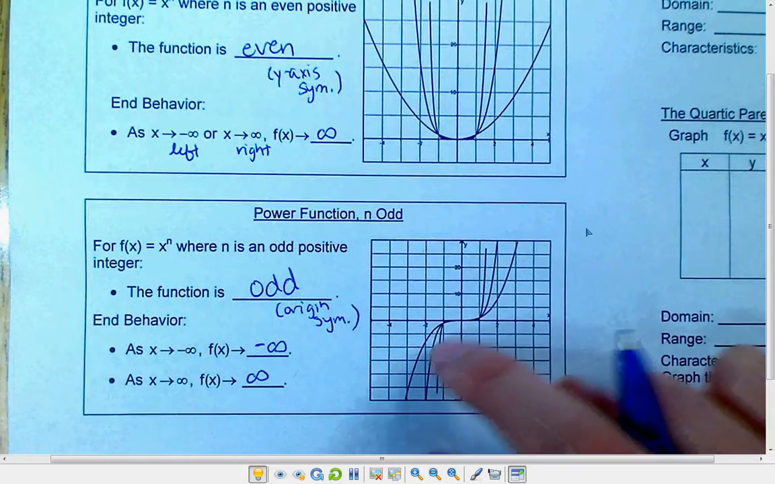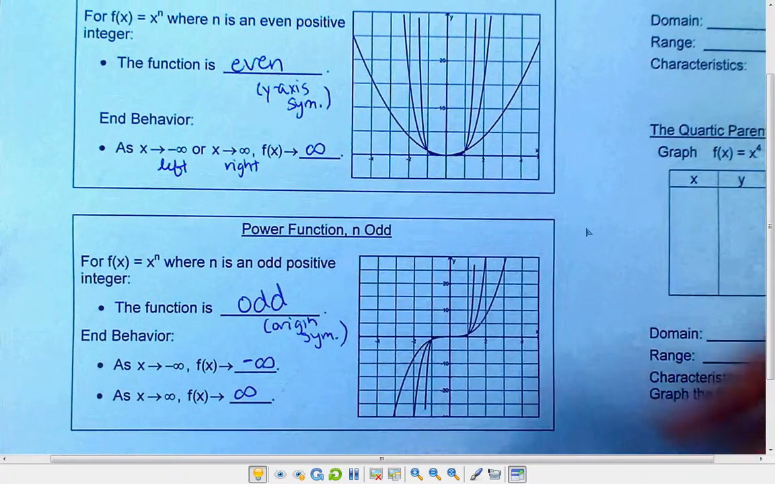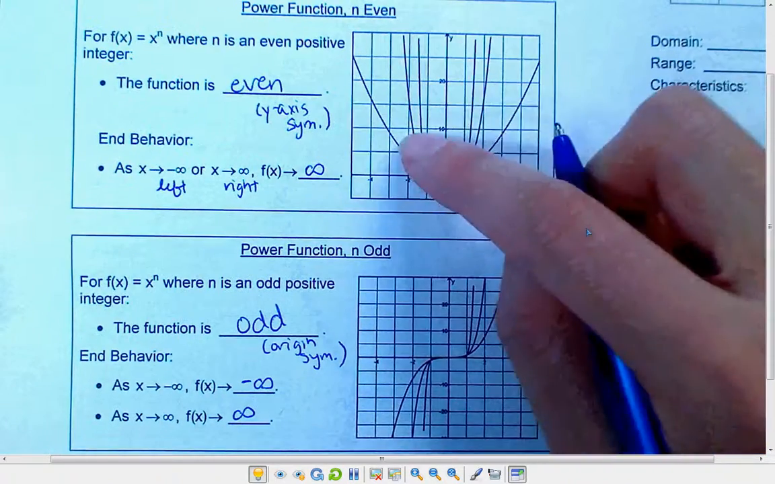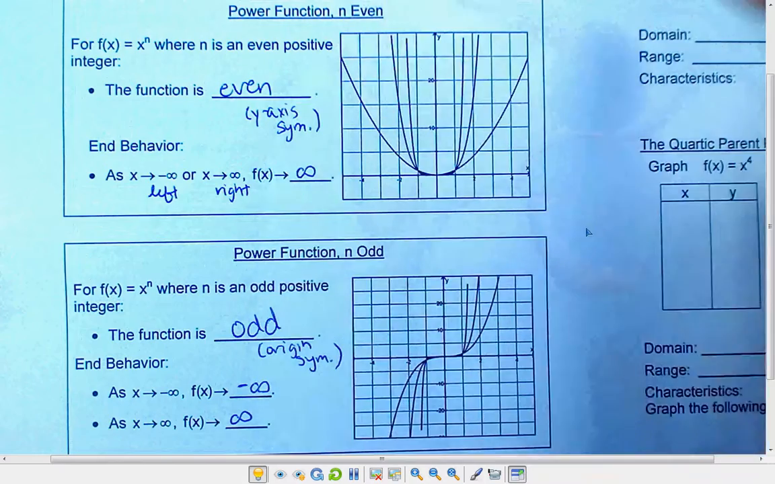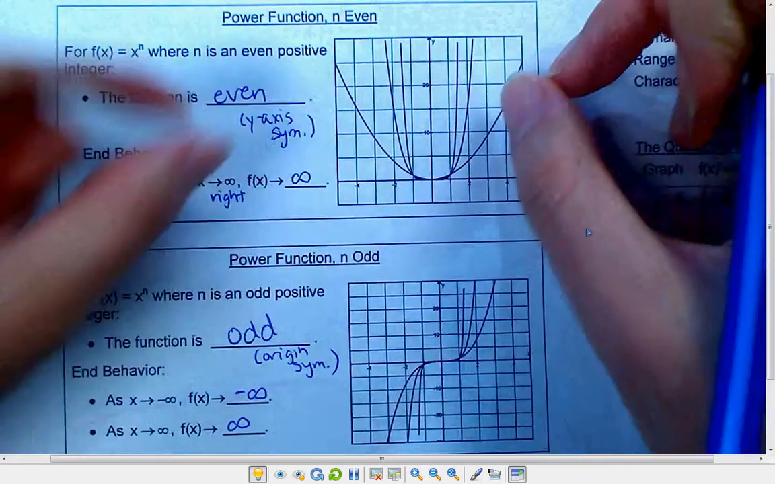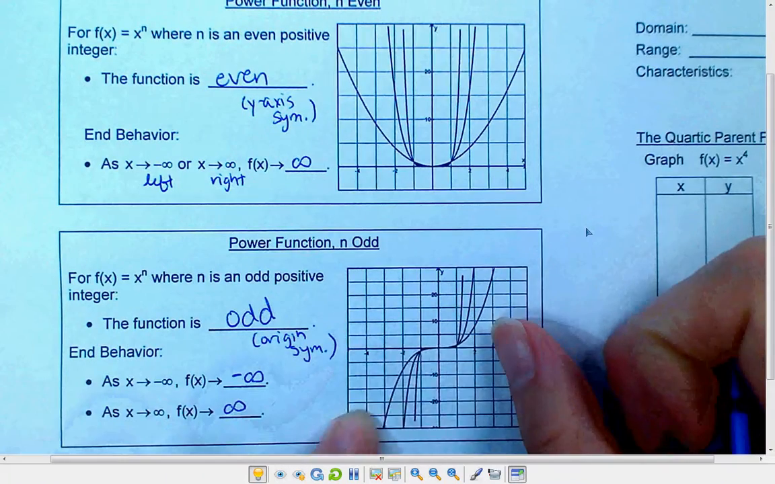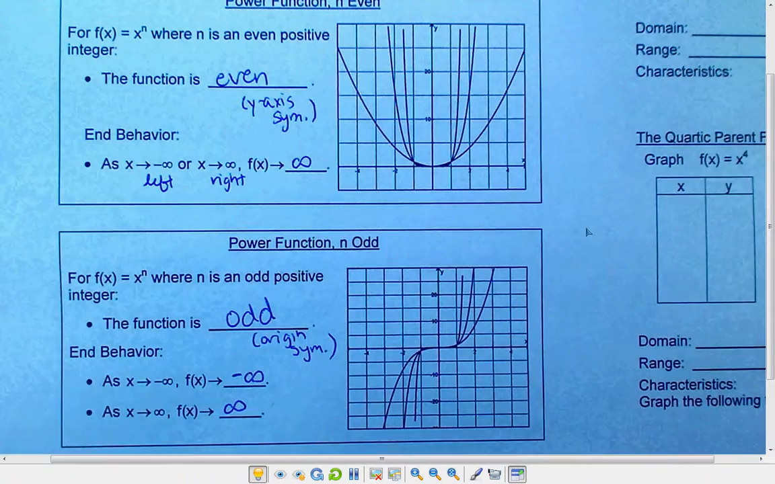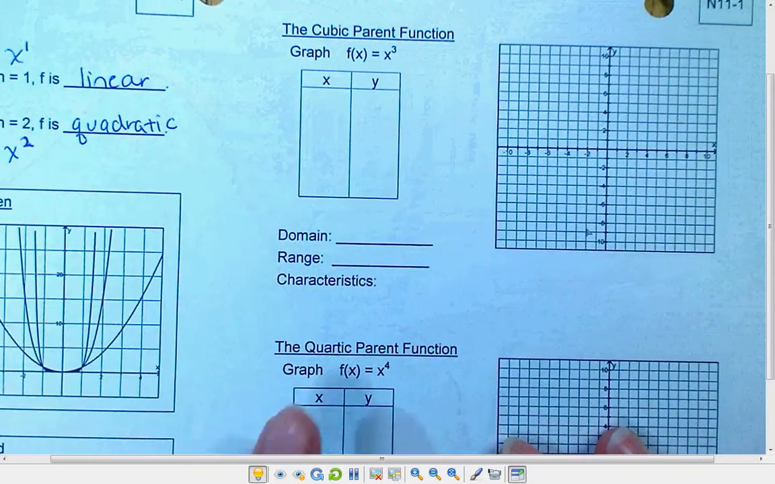So these are all the different types of functions. So from x to the third, x to the fifth, x to the seventh, this is x squared, x to the fourth, x to the sixth. So they're all similar looking. They either both go towards infinity, or one goes towards negative infinity, one goes towards positive infinity. Okay, let's look at the two specific graphs we're going to be focusing on today, which are the cubic function and then the quartic function.